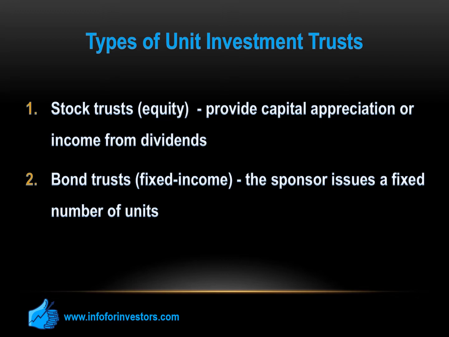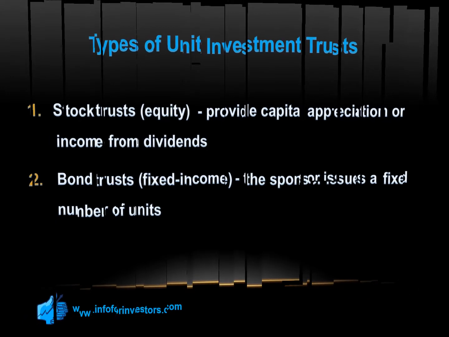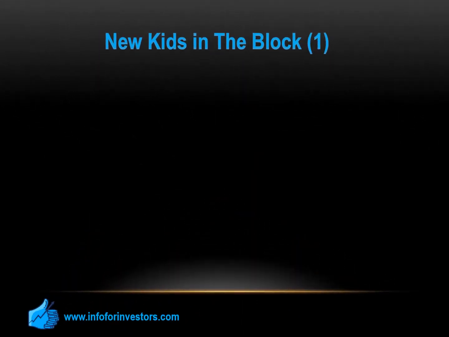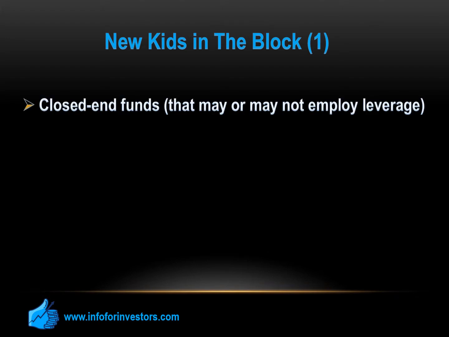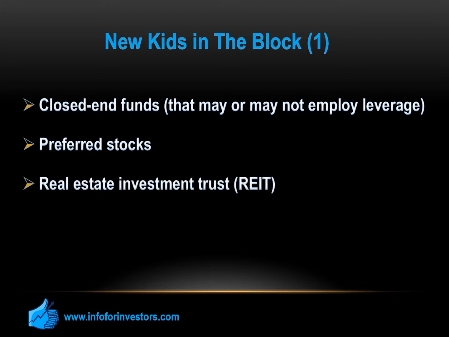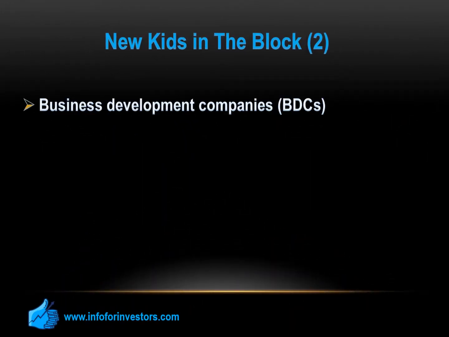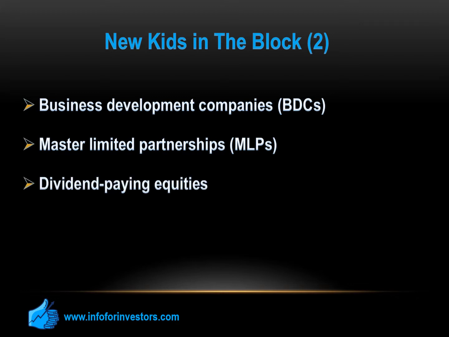In recent years, UITs have grown in popularity due to many reasons. One of them is that most of them have primary investment objectives geared towards providing dividend income. The UITs can select their portfolios to include securities that provide better returns than traditional securities like bonds. These income-producing securities can include the following: closed-end funds that may or may not employ leverage, preferred stocks, real estate investment trusts, or REITs, business development companies, BDCs, master limited partnerships, MLPs, and dividend-paying equities.